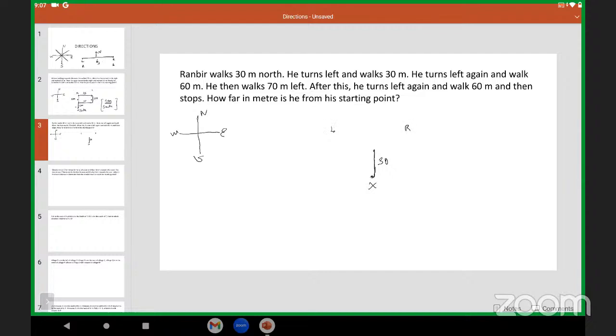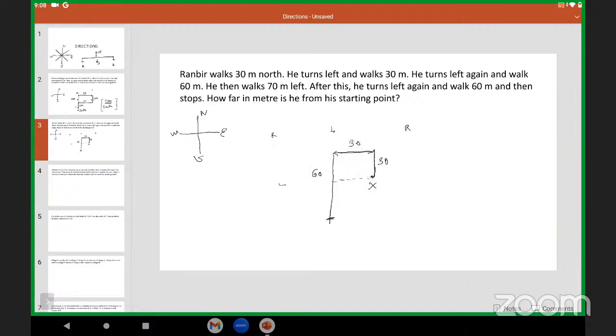Okay, he turns left and walks 30. So now he turns left and walks 30 more. Similarly, now he is facing west. Now left will be on this side and right will be on this side. Now he walks 60 meters. Again left, 60 meters, exactly twice of this.